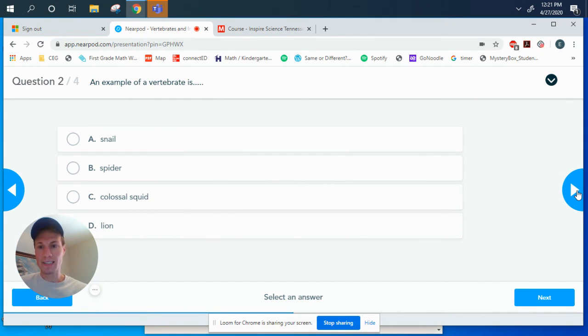Number 2, an example of a vertebrate is A, snail, B, spider, C, colossal squid, D, lion. Think about our groups of vertebrates. Which one of these is a vertebrate? Snail, spider, colossal squid, or lion? Write down your answer.